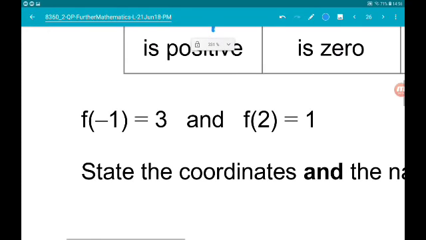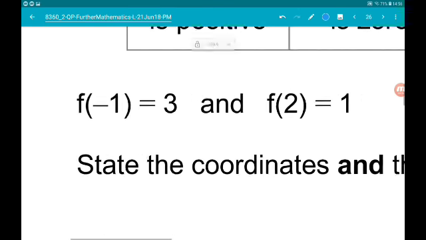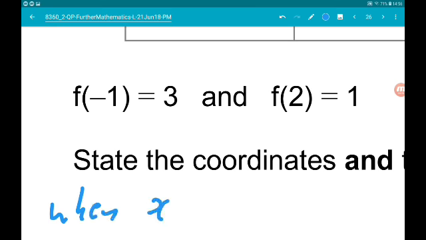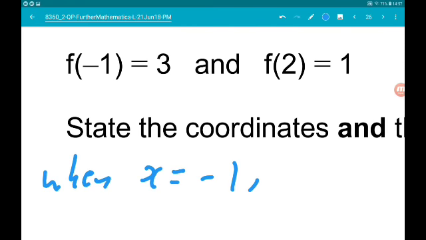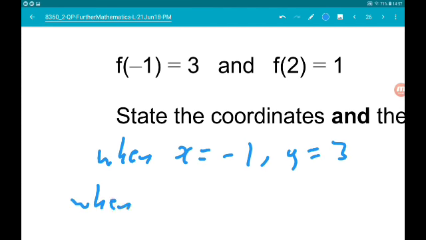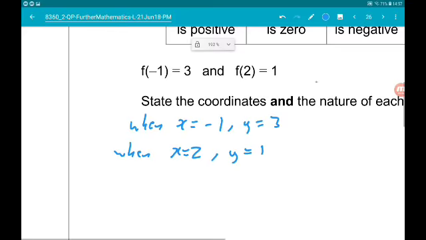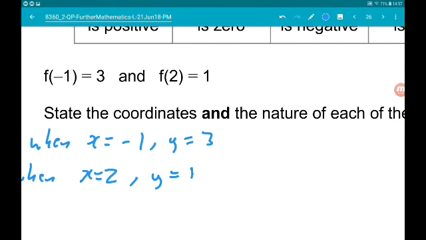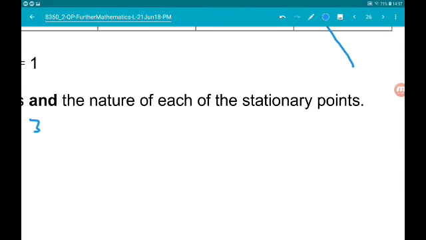So we're also told that f of minus 1 is 3 and f of 2 is 1. Now what that means is when x is minus 1, remember that y is equal to f of x. So y is equal to 3. And when x is equal to 2, y is equal to 1. So the question says to state the coordinates and the nature of each of the stationary points.